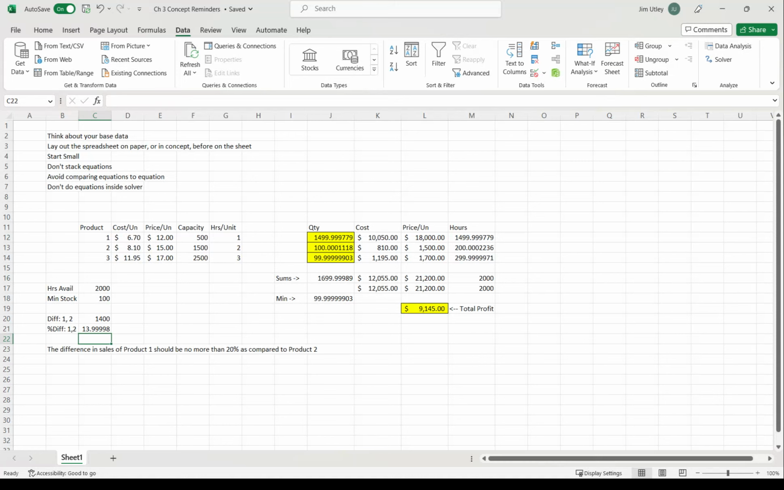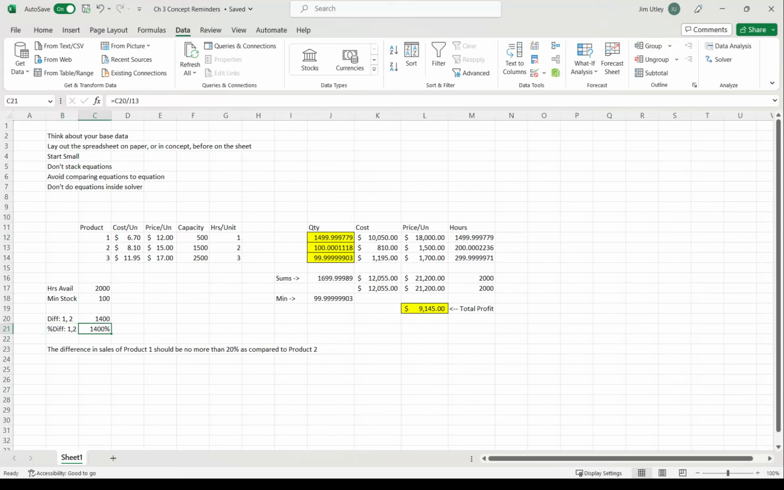So right now I'm at 139% difference, which won't work. I don't care about any decimal places. I'm at 1400% difference. I know that that's going to force this model to have a completely different solution now that I've got that in there.